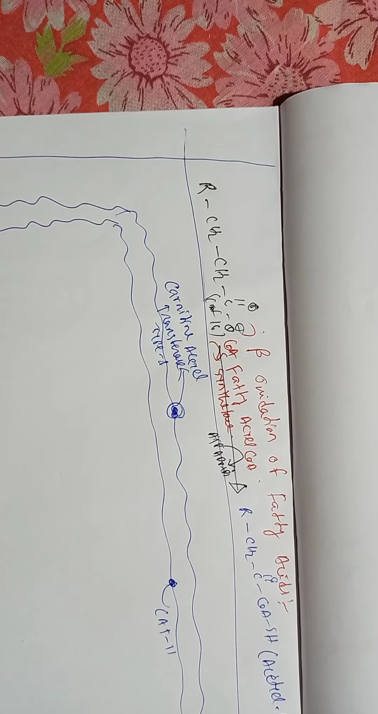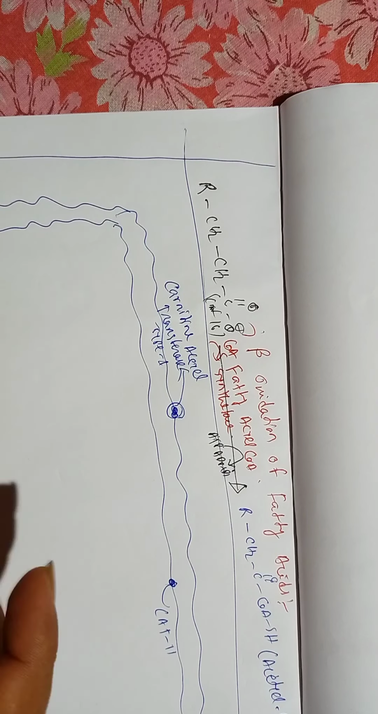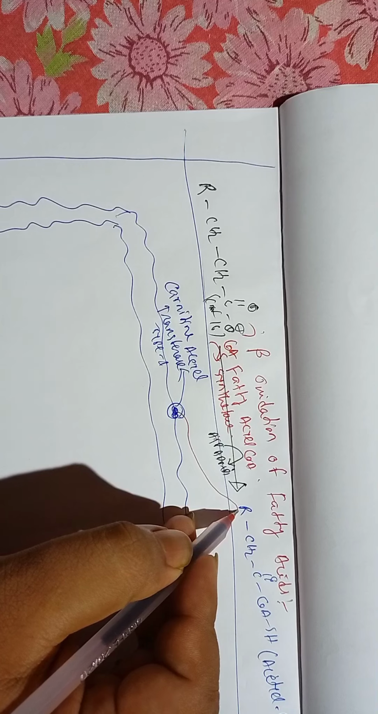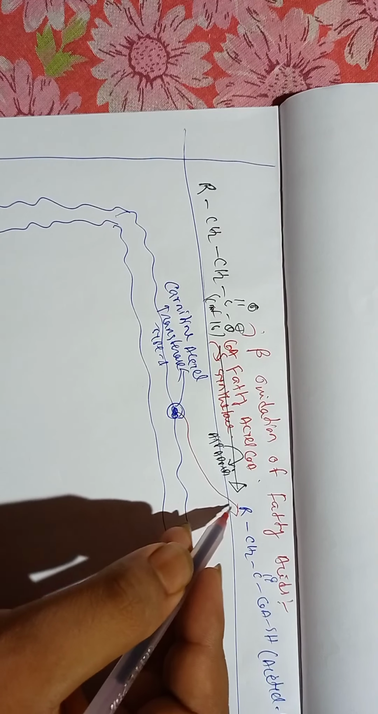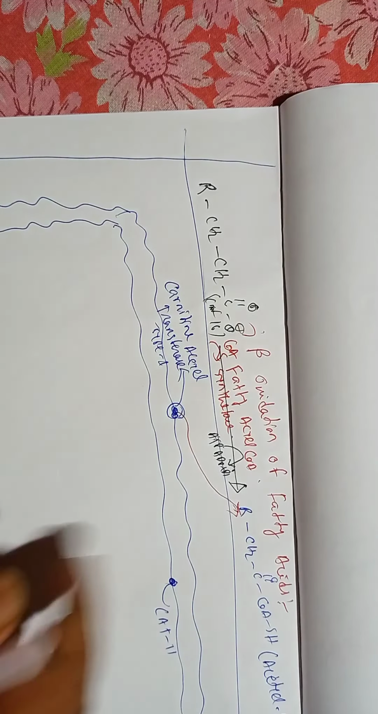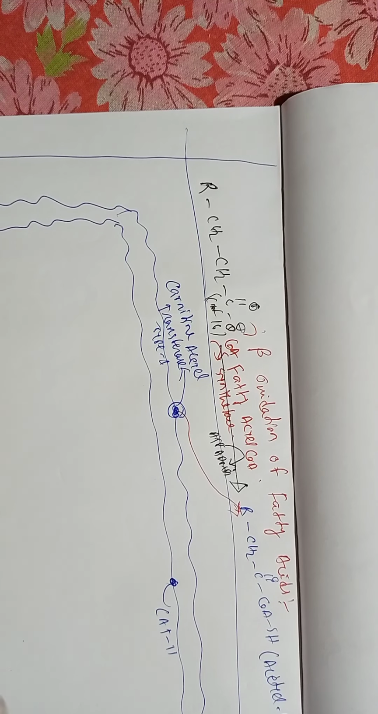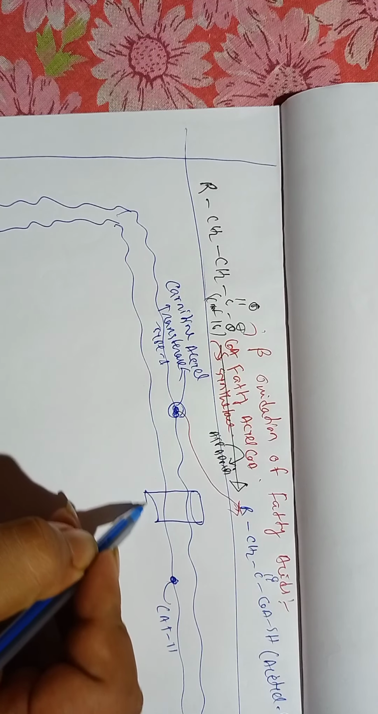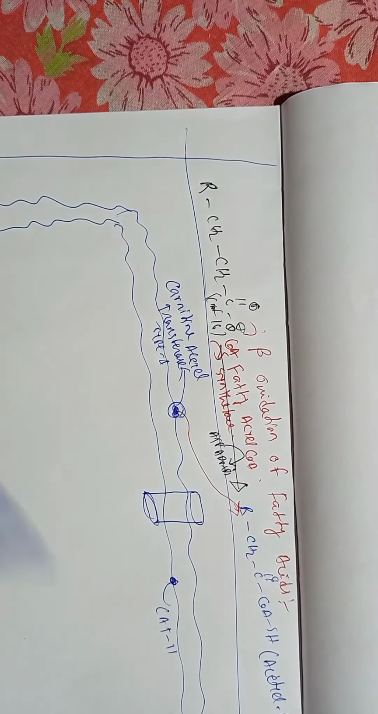Now what will happen? The carnitine from type 1 will act on this compound. After that it will have the capacity to be taken into the mitochondria. Of course, there are some channels through which the compound will come within it.